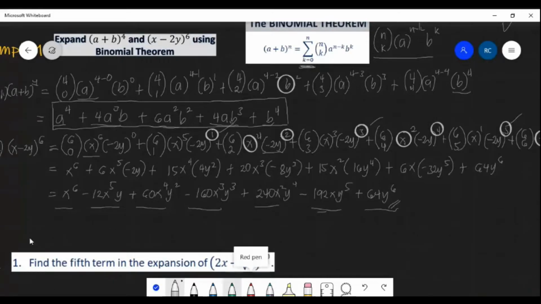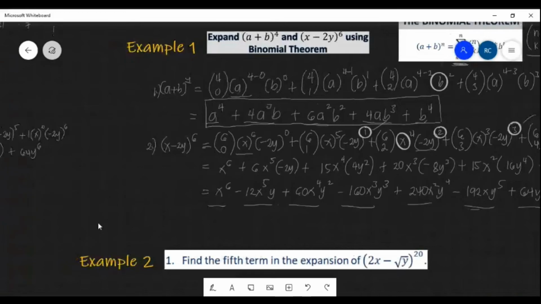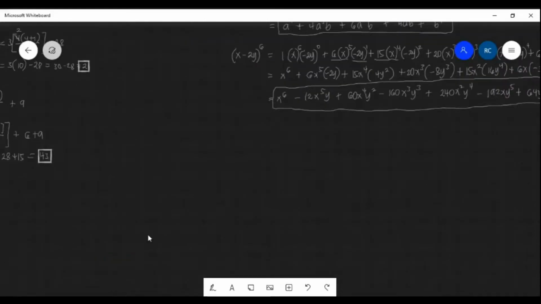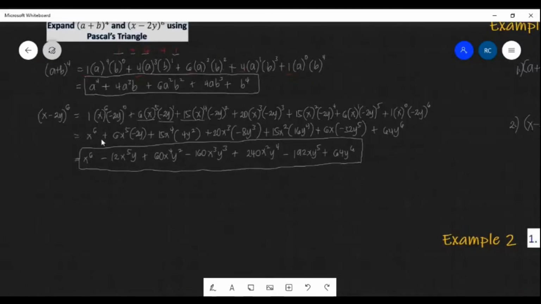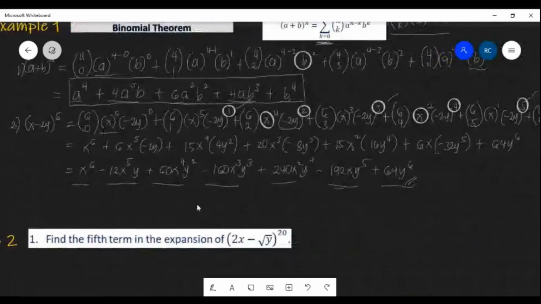Okay? Yan po ang pinagkaiba ng binomial theorem dito sa ating Pascal theorem. Balikan ko lang yung Pascal. Medyo naglo-loading siya. Yan. Ito yung approach ng Pascal. Ito naman yung approach kapag binomial. Punta na tayo sa sample number 2.